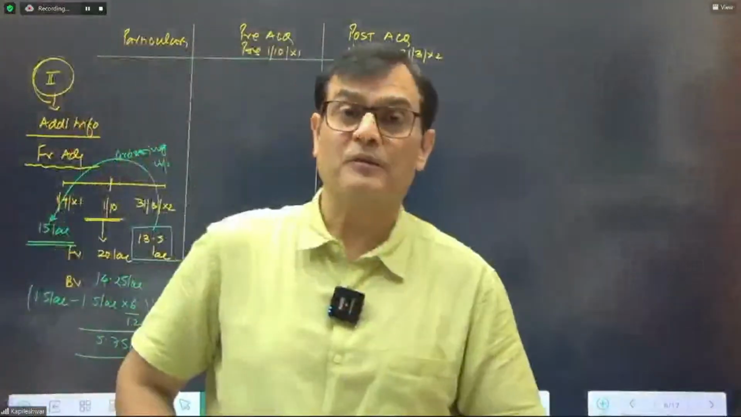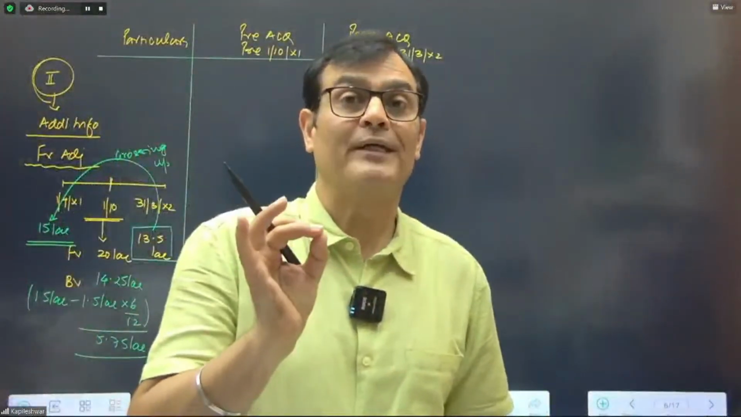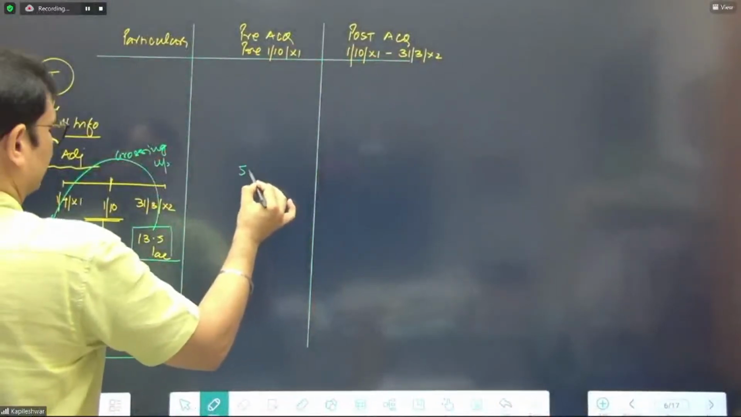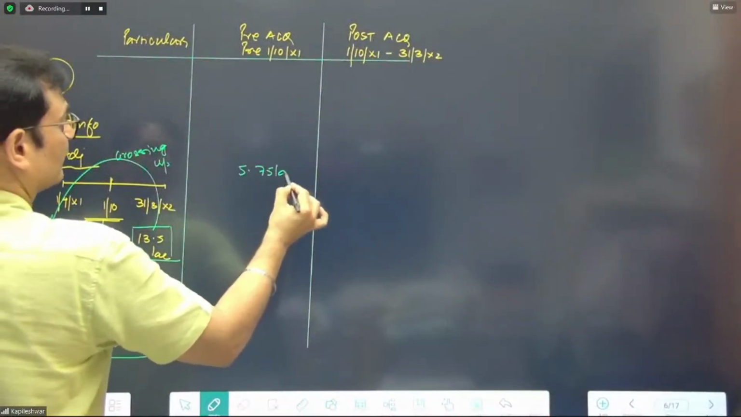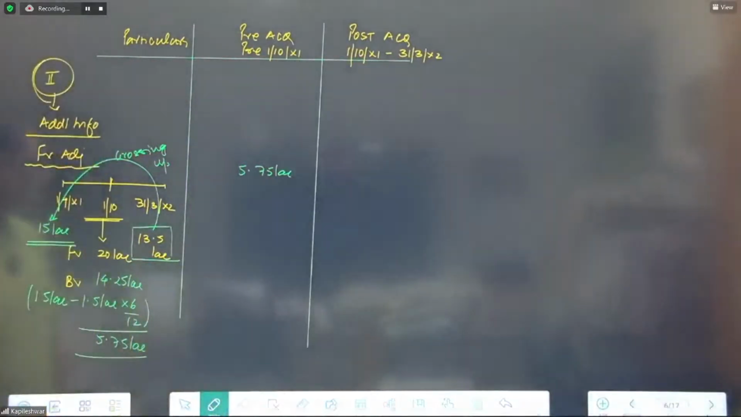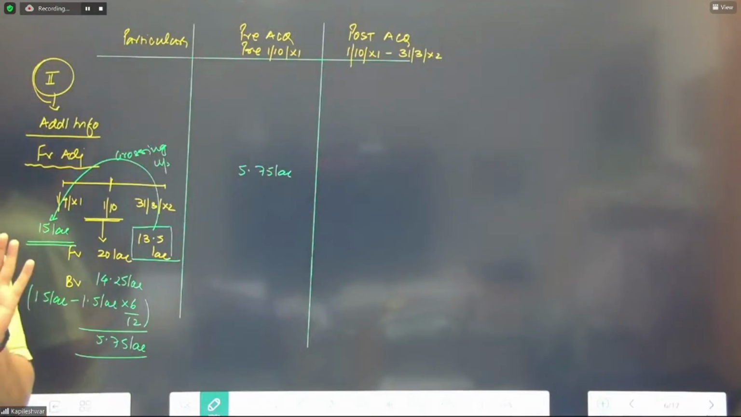So you get the difference between the fair value and the book value on the acquisition date, and this figure comes in the outer column, that is 5.75 lakhs. Let's get this again very straight. So what do you need to do when you are looking at the fair value adjustments?